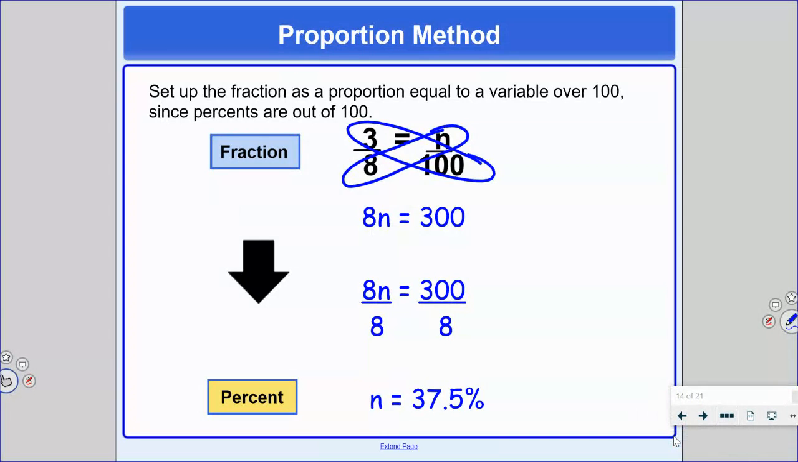Now that's method number one, proportions, where you set up a proportion with n over 100. Often people will write p over 100 just because we're talking percent, but that's up to you.